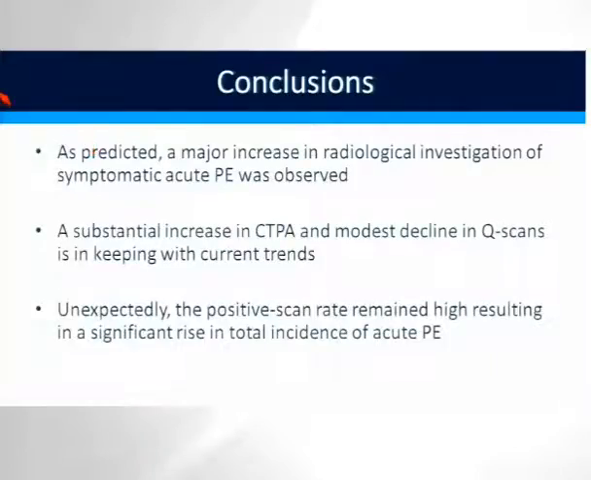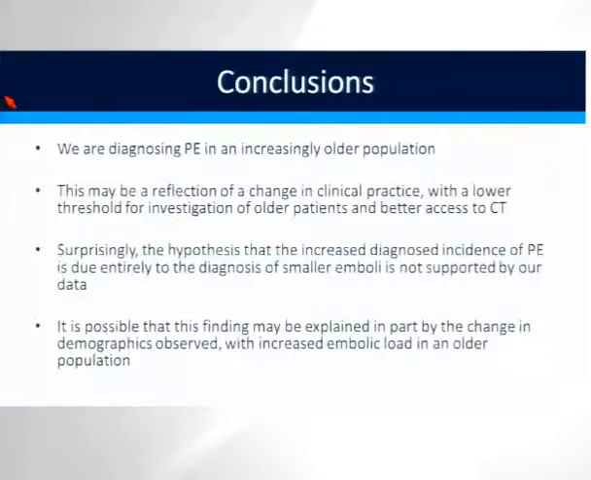So in conclusion, as we might expect, we saw a major increase in investigation of symptomatic acute PE. And really that was mainly due to a substantial increase in CTPA, and that follows trends we're seeing elsewhere. Our positive scan rate remained high, resulting in a significant increase in the incidence of acute pulmonary embolism diagnosed. We observed an older population with PE, and that's interesting. That may be a reflection of, number one, an ever-aging population, or also of a change in clinical practice where we perhaps have better access to CTPA and have a lower threshold for scanning older patients.